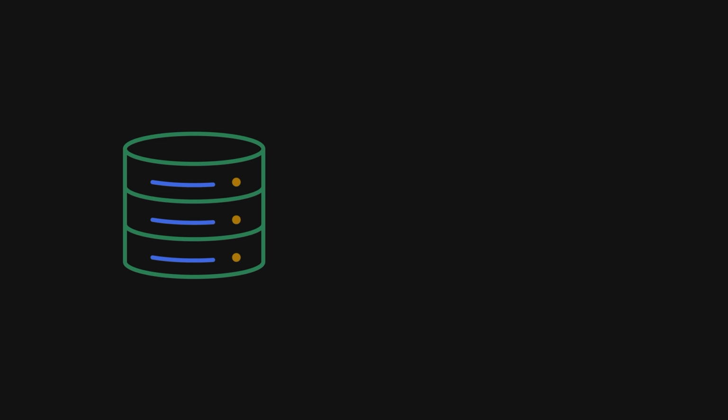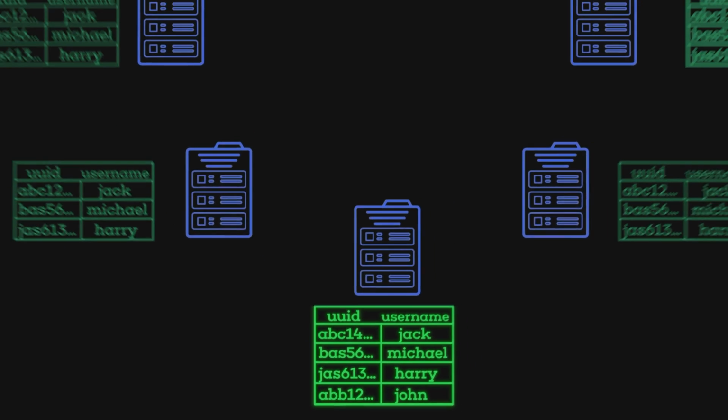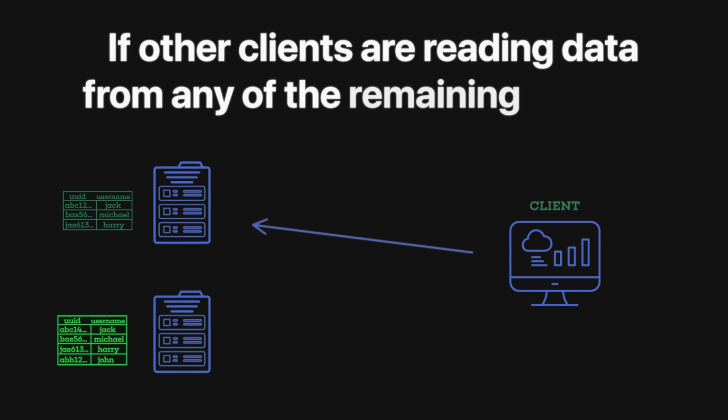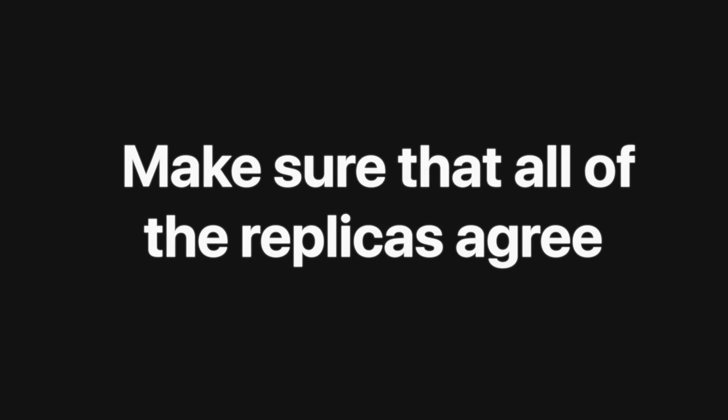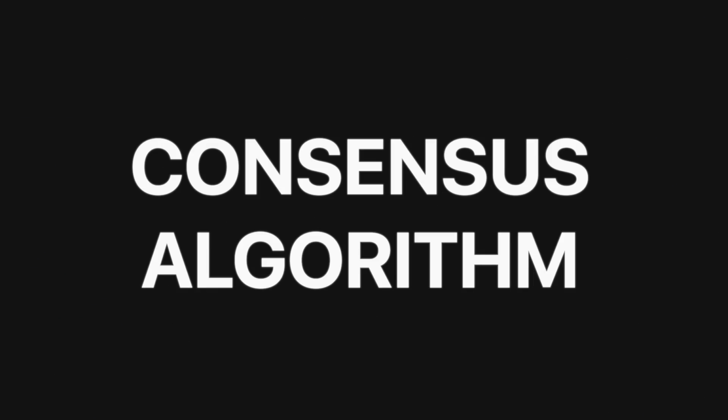Underneath the hood, a database processes a transaction that creates a new record for your account. Suppose the data for this database exists on several replicas, and your username only ends up on one of these replicas. If other clients are reading data from any of the remaining replicas, then the username will mistakenly be reported as available for registration. We need to make sure that all of the replicas agree that the username has already been taken. We can solve this problem with a consensus algorithm.